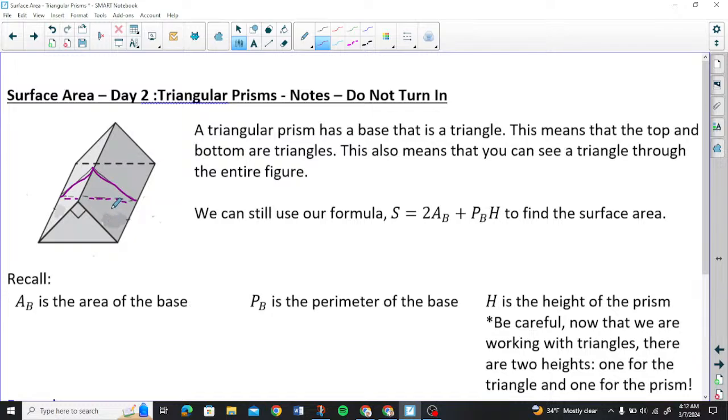Even though we're working with triangles instead of rectangles, we can still use the same formula to find the surface area. So in this formula, A sub b is the area of the base, P sub b is the perimeter of the base, and H is the height of the prism. We need to be careful because while working with triangles, we have a height as well. And so typically what we do is we say that capital H is the height of the prism, whereas lowercase h is the height of the triangle.